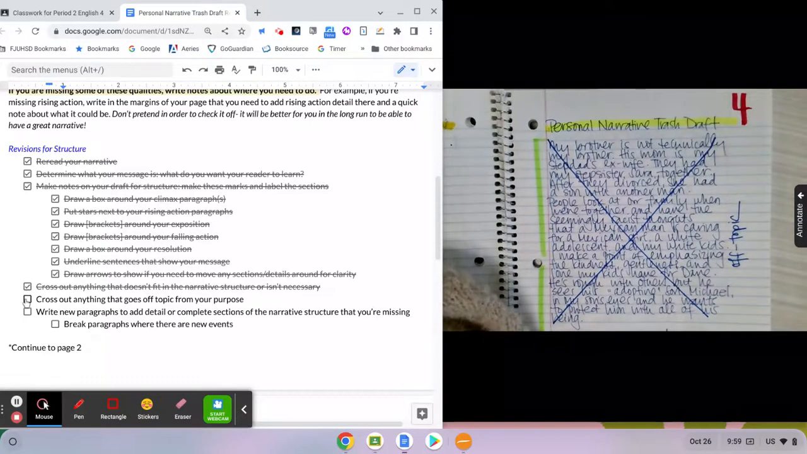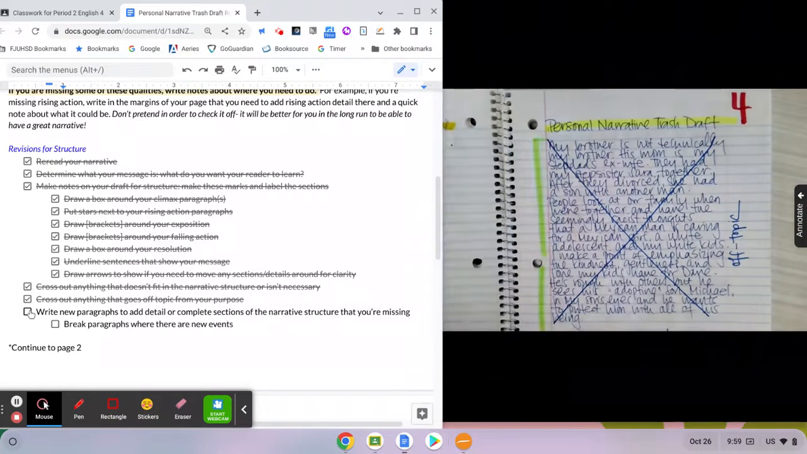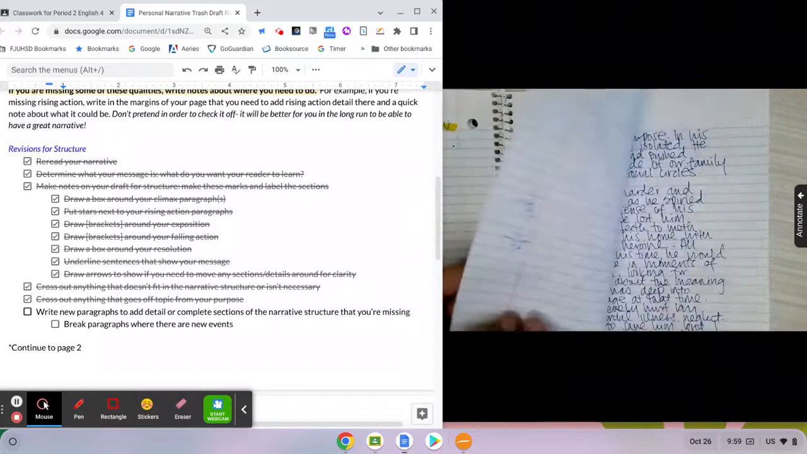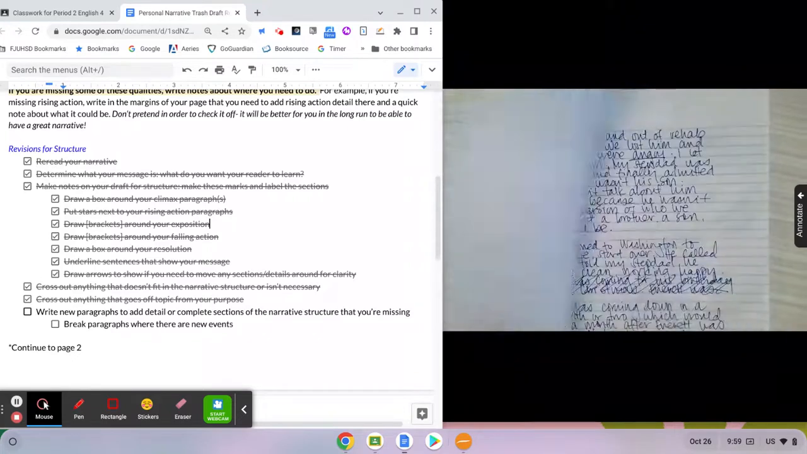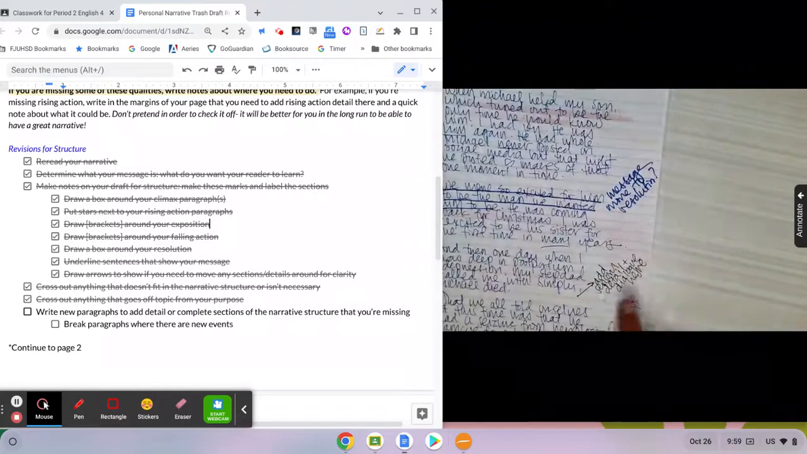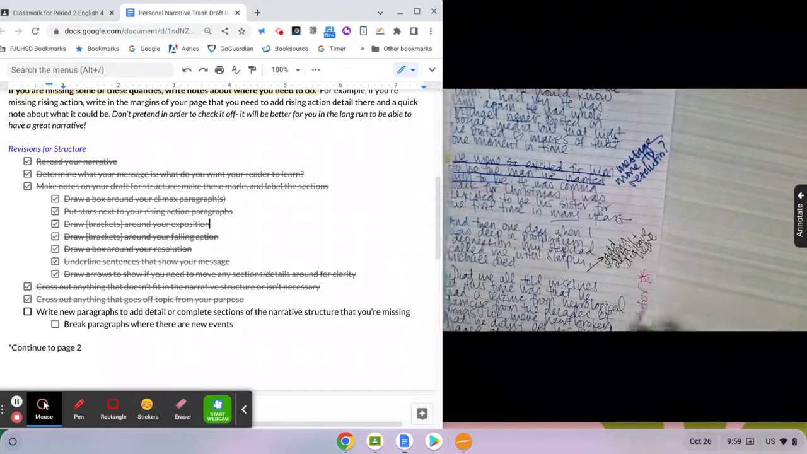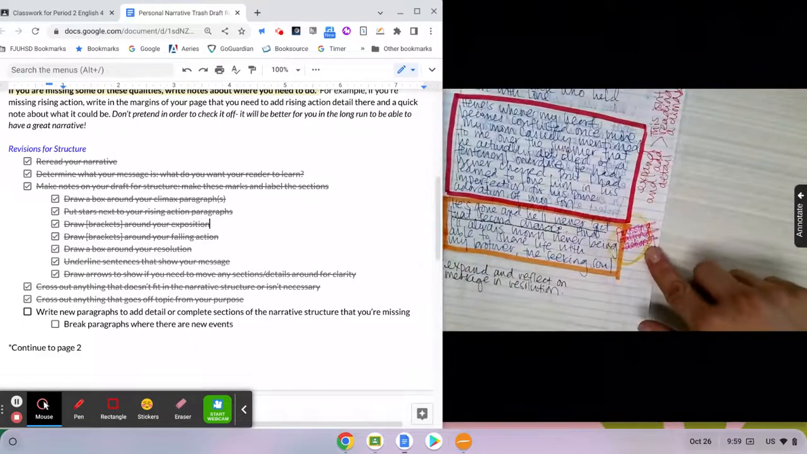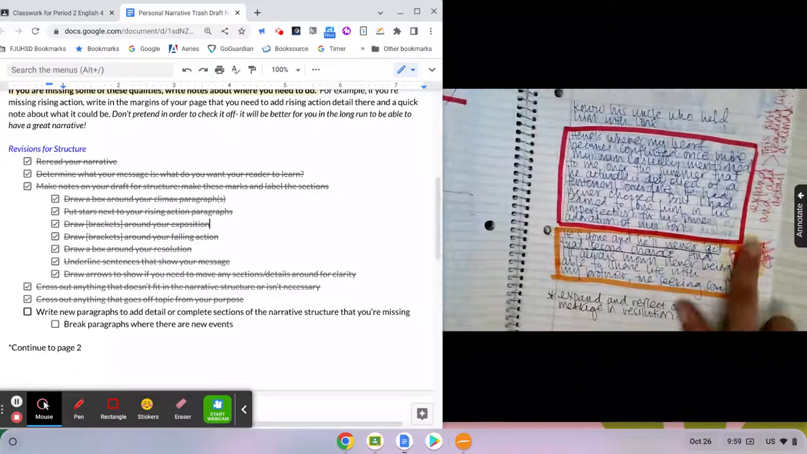I'm going to cross off anything that gets off topic, yes. And now my next job that I'm going to do is I'm going to write paragraphs. So I wrote notes to myself. So add detail here. I need to move that. I'm missing falling action. I'm missing detail in my conclusion.